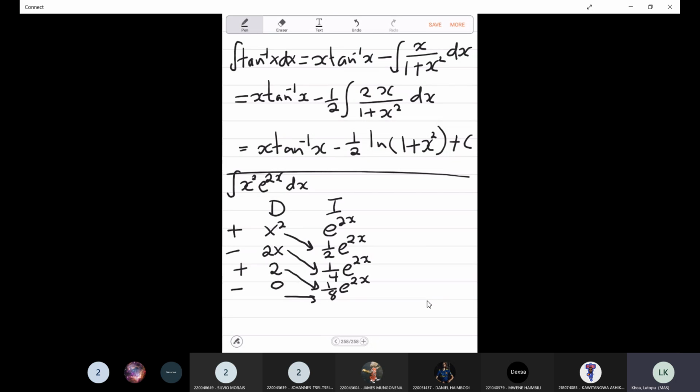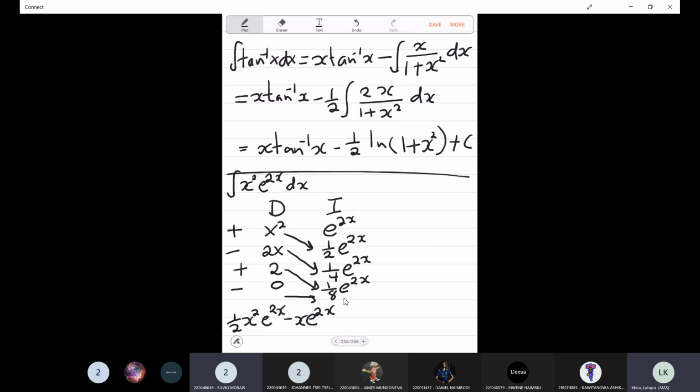Okay, so now if I write the answer after I've done it like this, we get x squared. So it's positive because that's a positive. So it's positive 1/2 x squared e to the power of 2x. Then the next one is negative 2x times 1/2, which is just negative x e to the power of 2x. And then the next one is positive 2 times 1/4, which is 1/2. Where am I? I'm here, the third one. So it's 2 times 1 over 8.